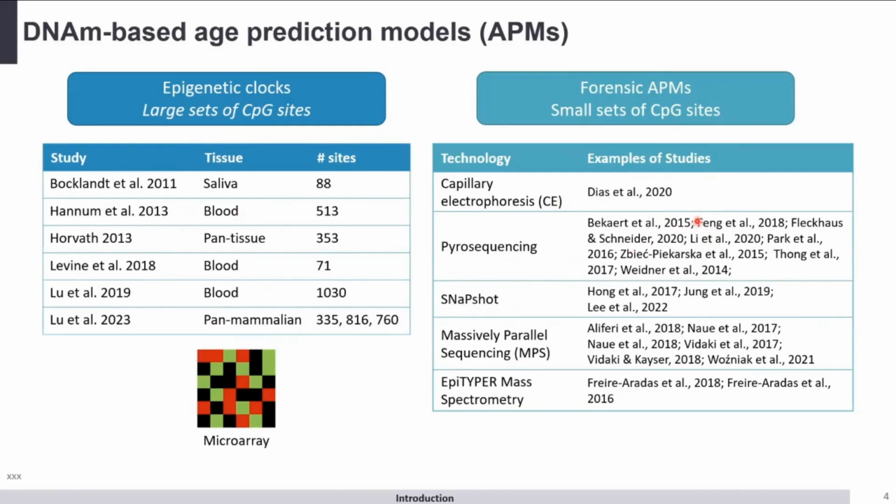Forensic models primarily aim for precise age prediction of individuals, usually within a specific age variation range. Unlike forensic models, the epigenetic clock focuses more on the biological aging process. So not every CpG site linked with chronological age is also associated with biological age, and vice versa.